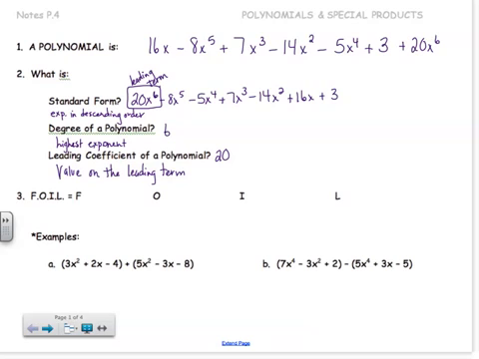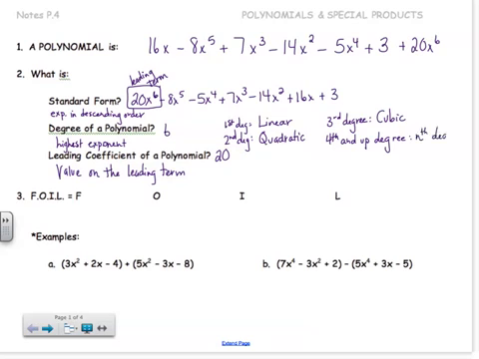My degree is 6. Now certain degree polynomials have special names. First degree we refer to as linear. Second degree is when you have the squared, so that's your quadratic. Third degree is your cubic. Fourth and up degree, they just refer to as whatever it is, nth degree. So fourth degree, fifth degree, sixth degree, whatever it is. So here our degree would be 6th degree polynomial.